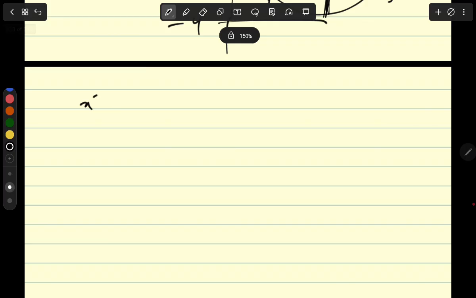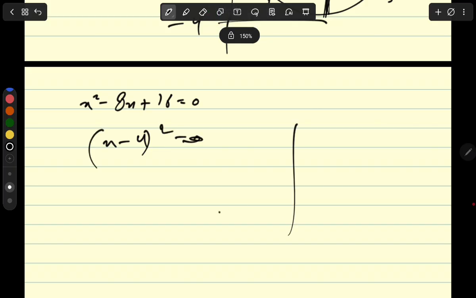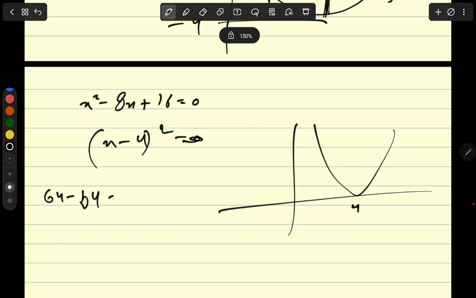Let's say you have x squared minus 8x plus 16 equal to 0. I can clearly see that this is nothing but x minus 4 whole square, right? So the graph is simply here at 4. So its discriminant ought to be 0, right? Now let's see, discriminant b squared minus 4ac. So 64 minus 4 times 16 is just 64 again minus 64, so this indeed is 0, therefore it is the case, right?